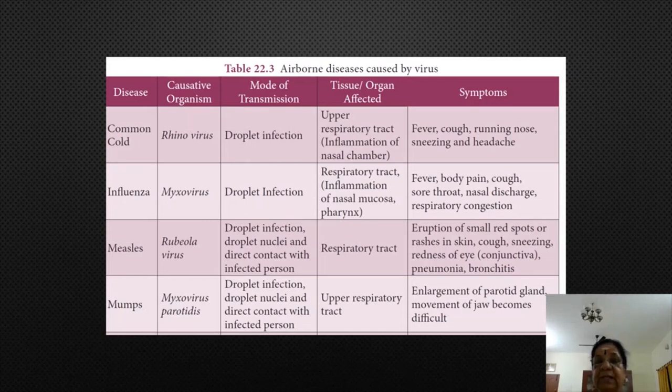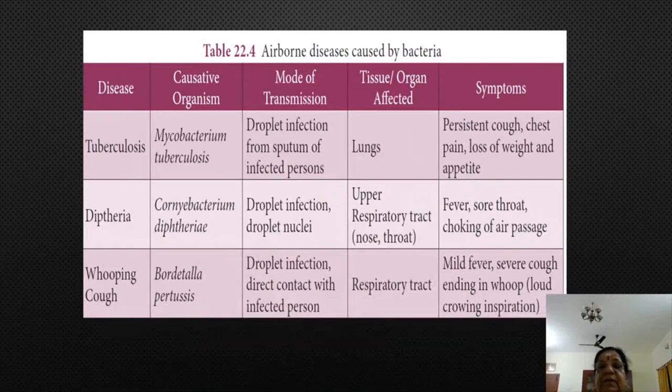Whereas measles, eruption of small red spots or rashes on the skin, and then redness of eye, pneumonia, bronchitis. Then mumps, it is caused by myxovirus, droplet infection, enlargement of parotid gland, movement of jaw becomes difficult. This is airborne disease by viruses.